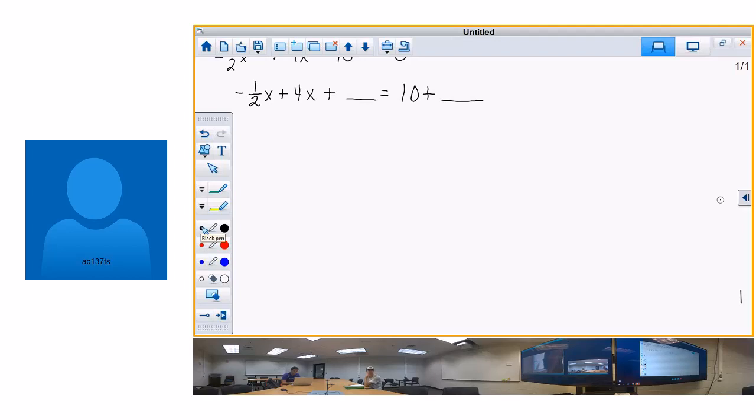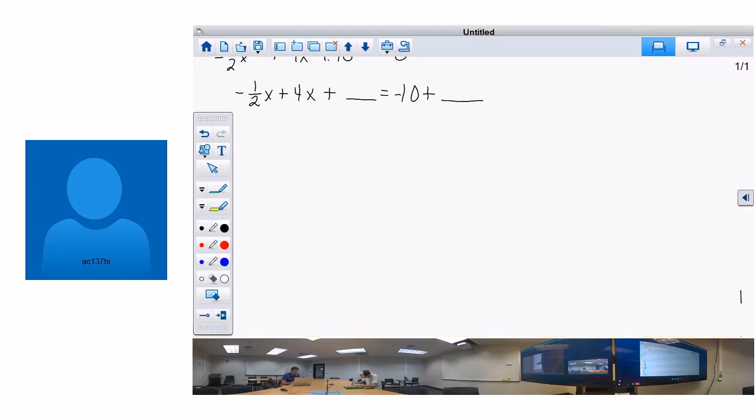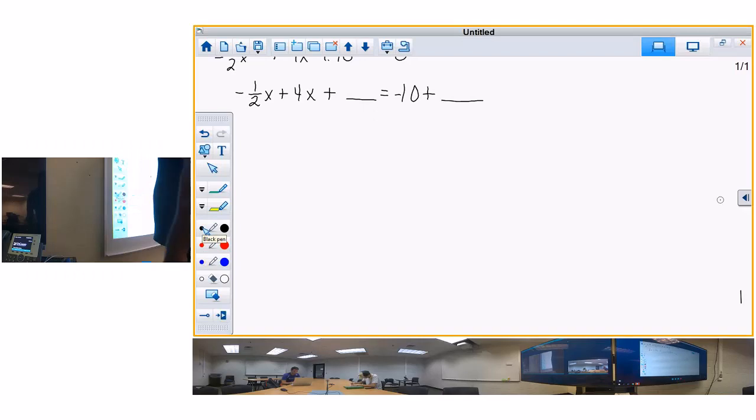Stop. Let's make this a positive 10. There we go. I want it to have x-intercepts. I hope it has x-intercepts.